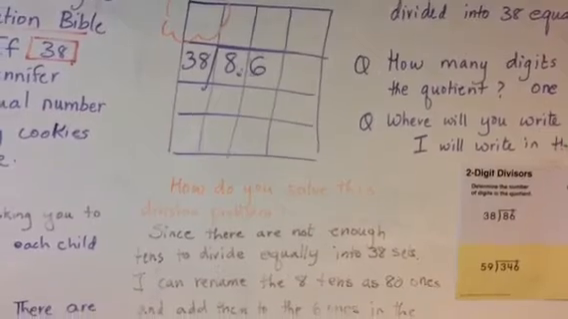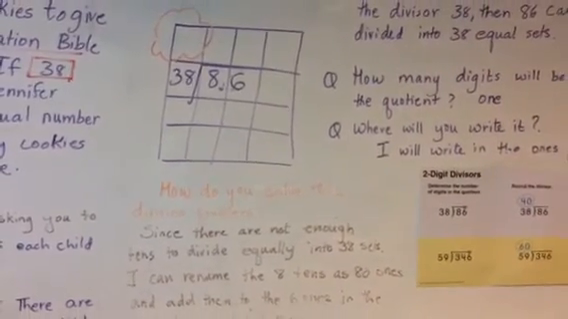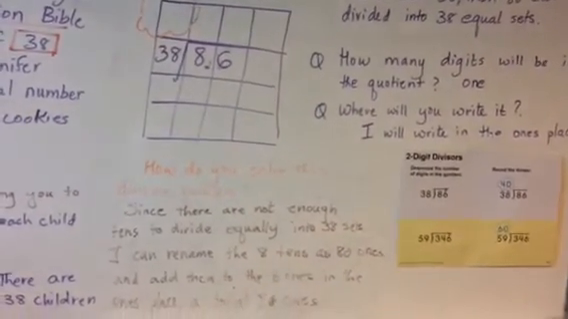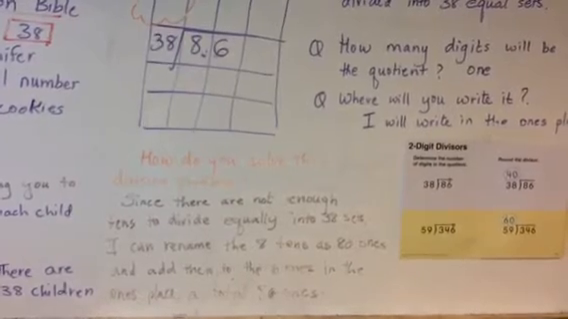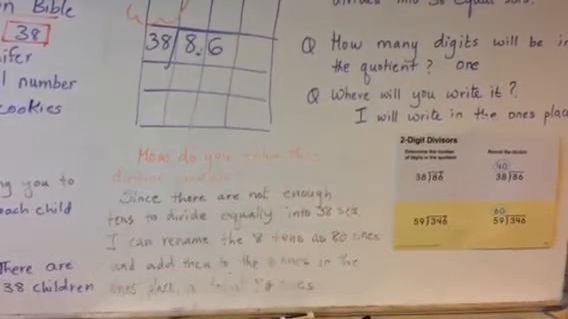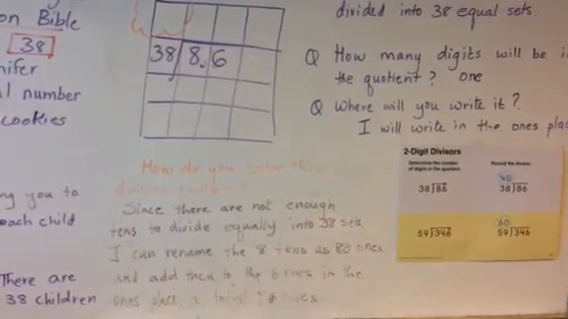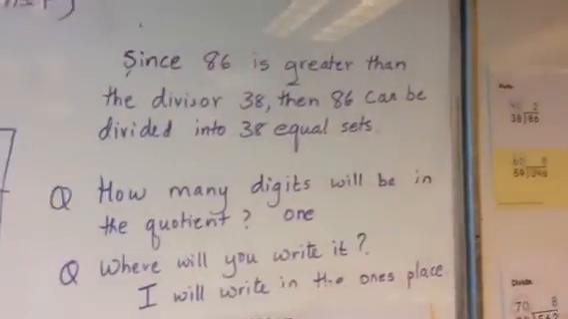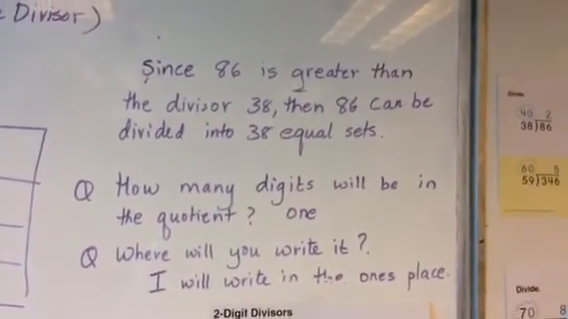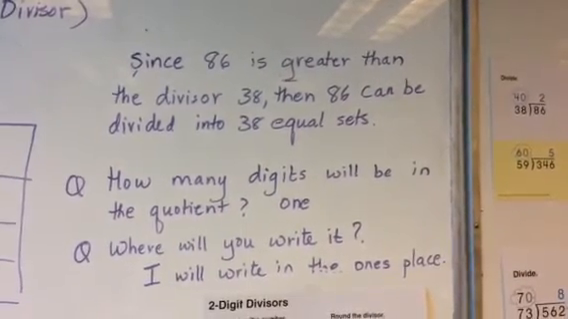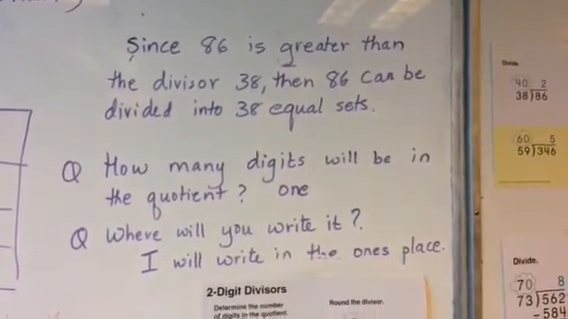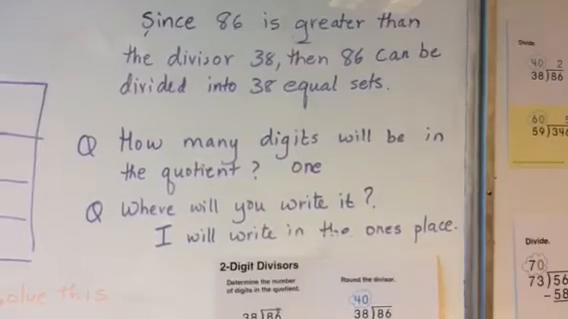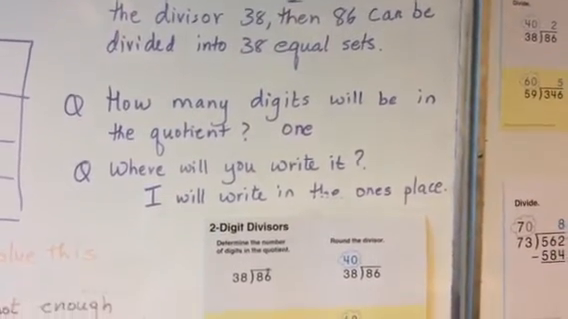Since there are not enough tens to divide equally into 38 sets, I can rename the 8 tens as 80 ones and add them to 6 ones in the ones place, a total of 86 ones. So I have 86 ones to divide by 38. Since 86 is greater than the divisor 38, then 86 can be divided into 38 equal sets. How many digits will be in the quotient? There will be only one digit in the quotient. Where will you write it? I will write it in the ones place.